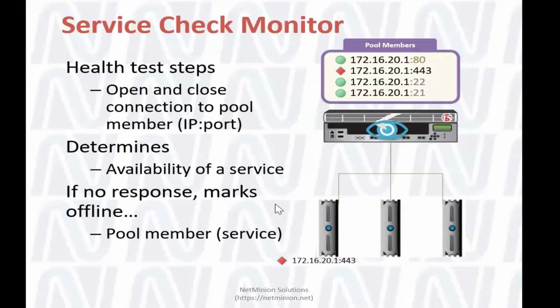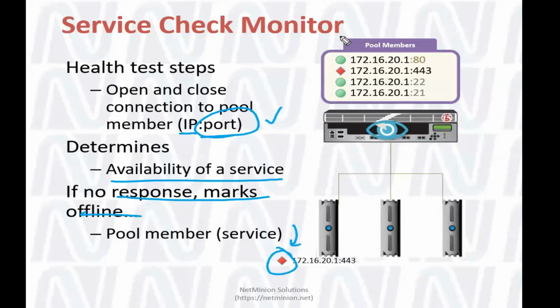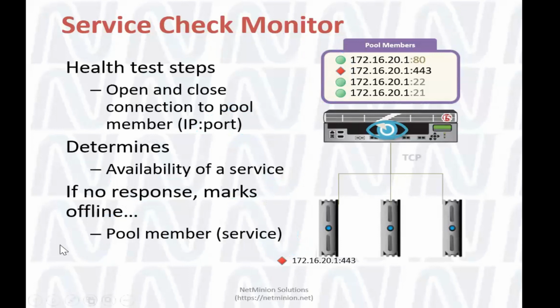Service check health monitor. So in this case, it is not only checking IP, but it is also checking the port. Determine the availability. If no response, mark offline, and you can see offline is showing as red, and available is showing as green. Rest of the colors I am going to talk about. Then, okay, example is like this TCP. Okay, give me a minute, please.